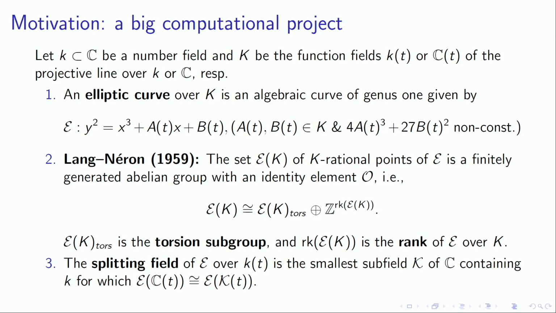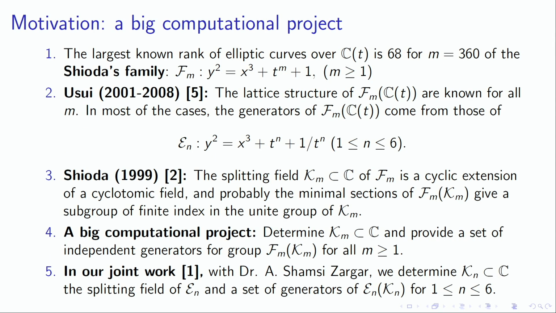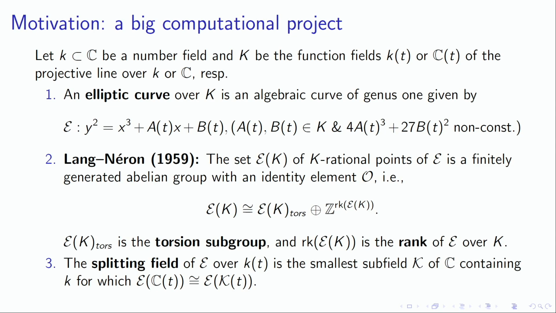So let K be a number field, and capital K denotes the function field of the projective line. By an elliptic curve, I mean an algebraic curve of genus 1 given by these equations, where the coefficients are in the function field capital K, and this polynomial, the discriminant of the curve, is non-constant.